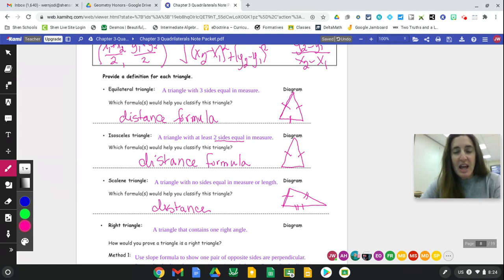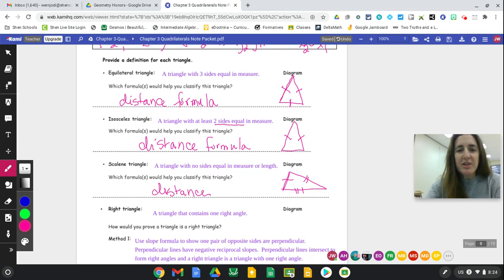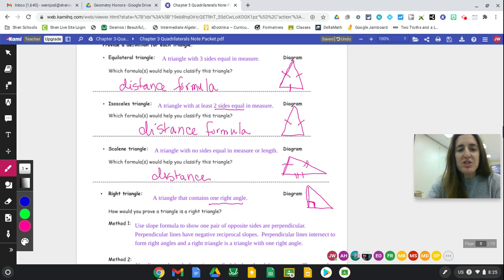Now, the spicy one is the right triangle. So a right triangle is a triangle that contains 1 right angle. And there's actually 2 different methods that we could use to prove a triangle is right. If a triangle is right, we could use the slope formula to show that 1 pair of opposite sides are perpendicular. Because perpendicular lines have negative reciprocal slopes, and perpendicular lines intersect to form right angles, and a right triangle is a triangle with 1 right angle.